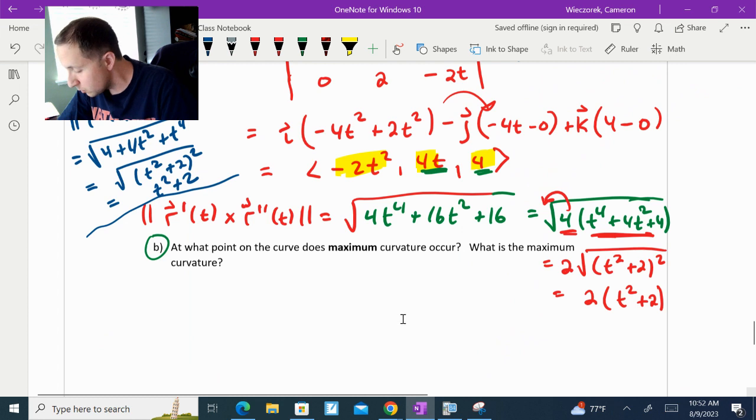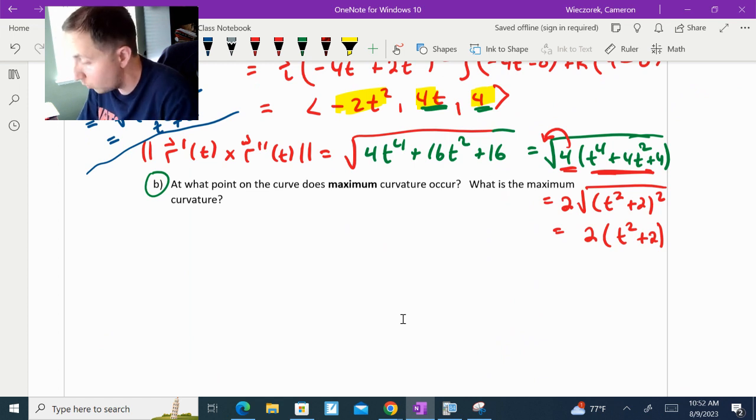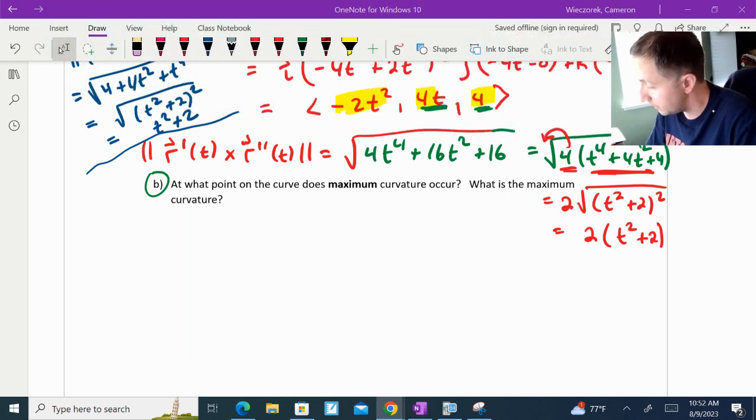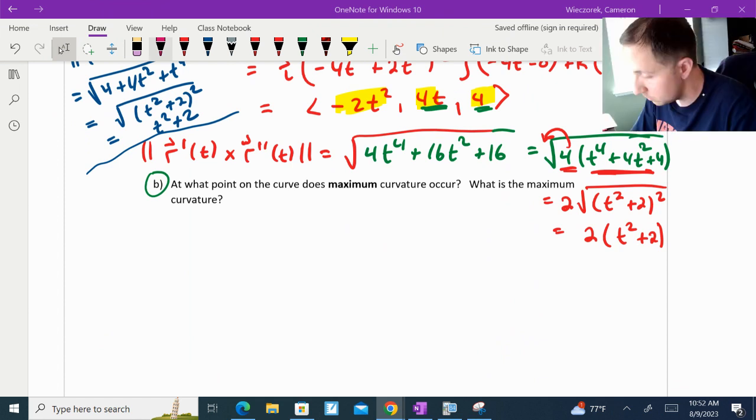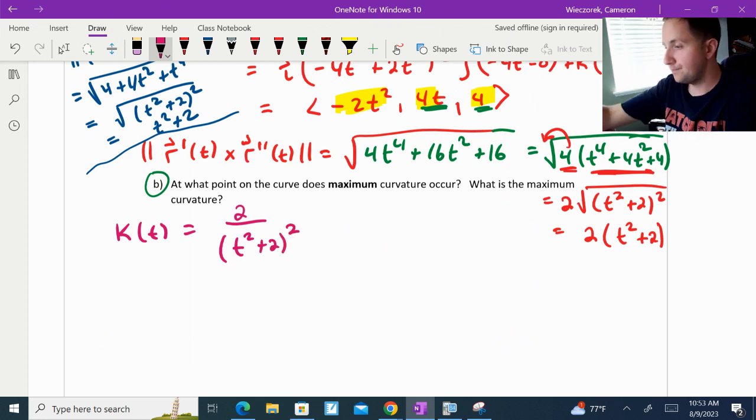So at what point on the curve does maximum curvature occur? In other words, where is the tangent vector changing direction most rapidly? And furthermore, second part of the question, what is that maximum curvature? What is the value of the curvature? So we just found in part A, the curvature function was 2 over t squared plus 2 quantity squared. And now we want to maximize the curvature.